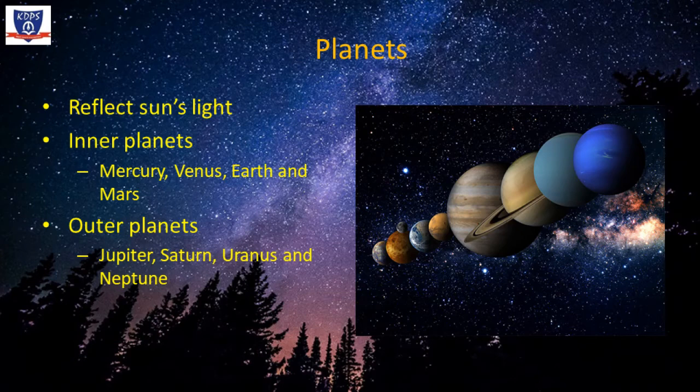They move around the Sun from the west to east. While revolving around the Sun, the planets also rotate on their axis. Each planet takes different time to complete one revolution around the Sun and one rotation on its axis.